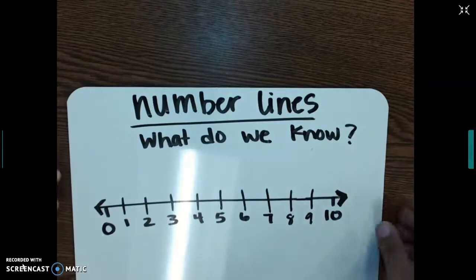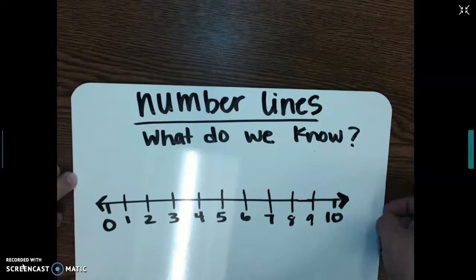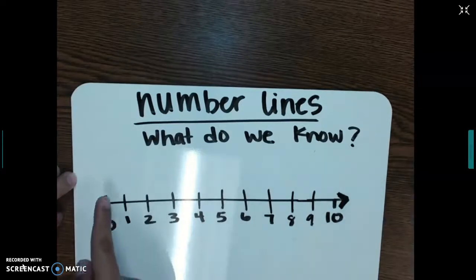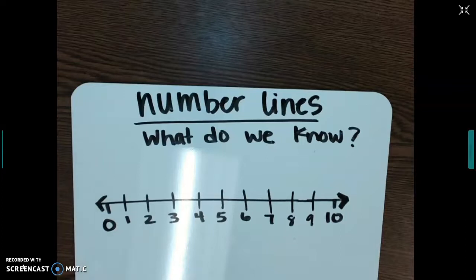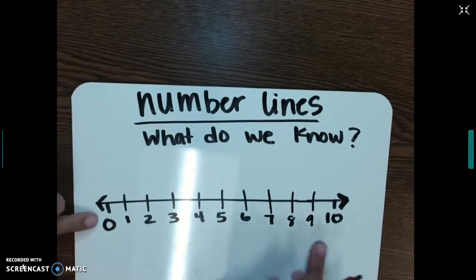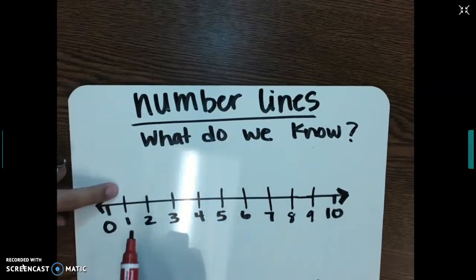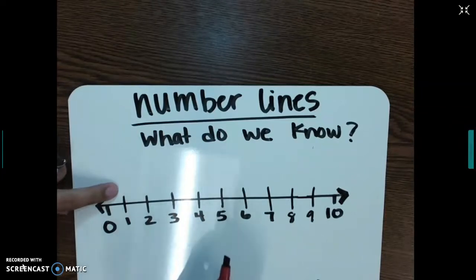We know that our number line has arrows on both ends of our line. Each notch or each line in our number line represents a different number. For example, this number line here goes from 0 to 10. Since I know that this number line stops at 10, I need to look at my notch to see how much the value changes as it goes up.